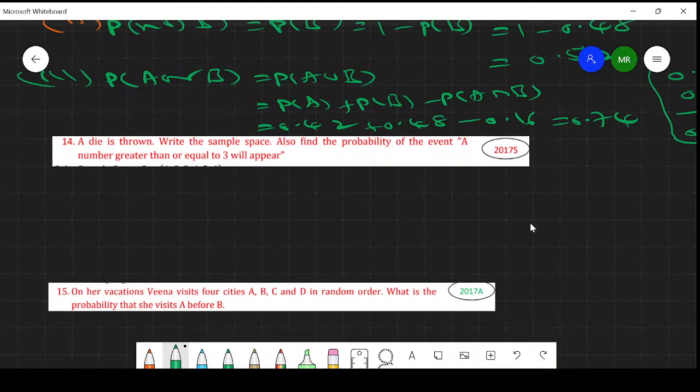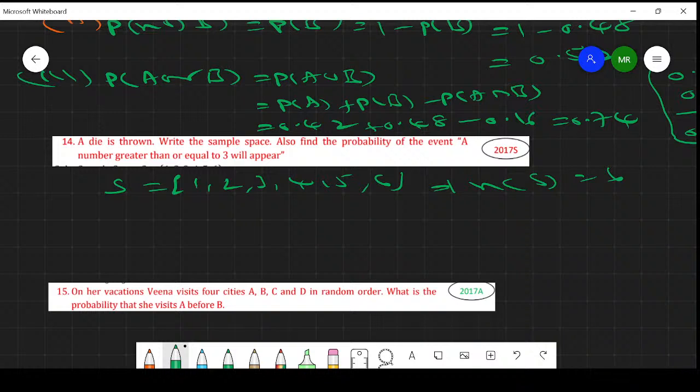14th one, a die is thrown. Write the sample space. Also find the probability of the event A: a number greater than or equal to 3 will appear. A die is thrown. Die is thrown means we know the sample space. What is the sample space? The set {1, 2, 3, 4, 5, 6}. Sample points will be n(S) = 6.